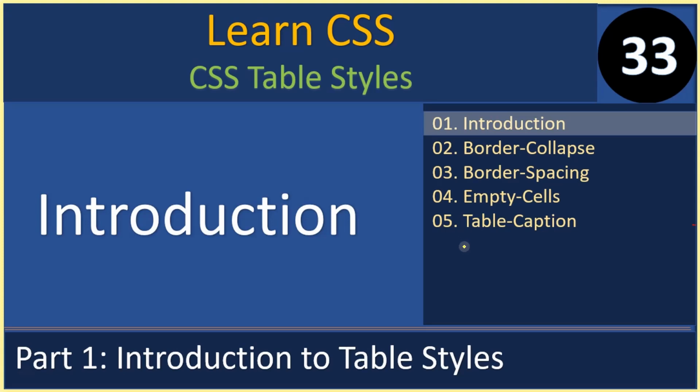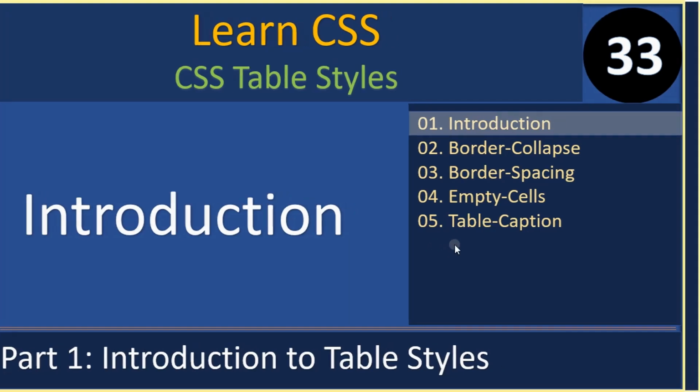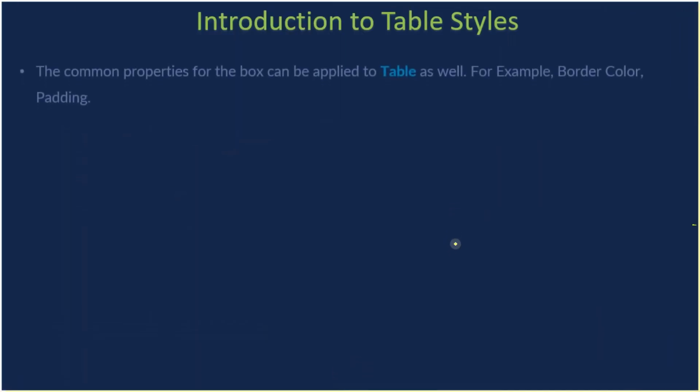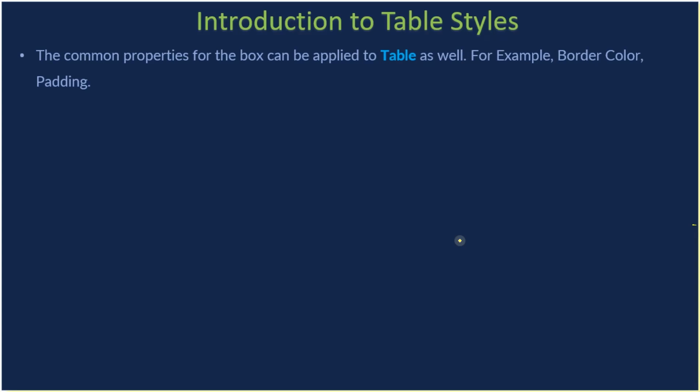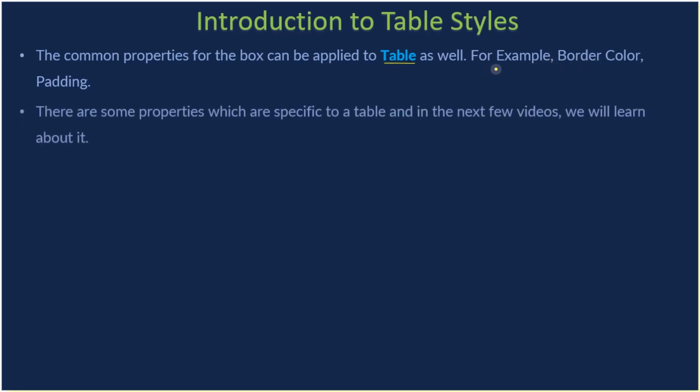In this sub-series we are going to look at table styles. So in this very first video we will get introduced to table styles. The common properties of the box can be applied to table as well. For example, border, color, padding, all this stuff can be applied to tables.